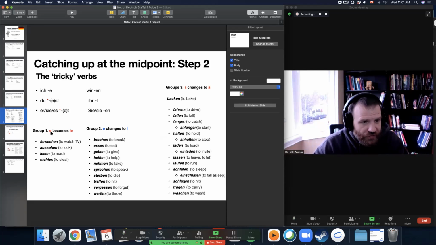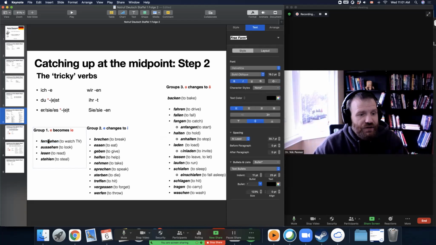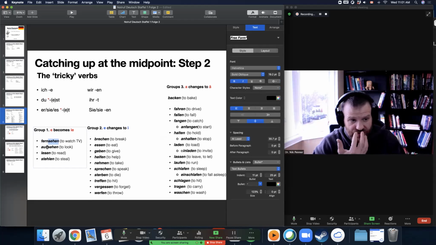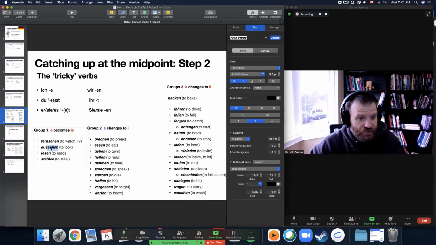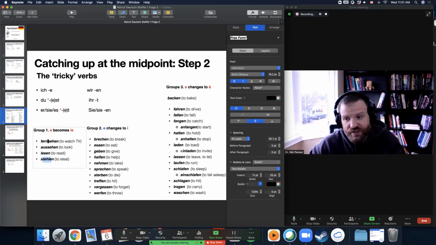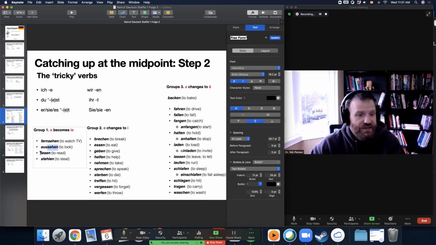So the first group is sehen, that is very frequently used with separable prefixes. So sehen turns into fernsehen or aussehen, lesen, stehlen. So sehen, ich sehe, du siehst, er sieht, ich fernsehe, ich sehe fern, du siehst fern, er sieht fern. Aussehen, ich sehe aus, du siehst aus, er sieht aus, lesen, ich lese, du liest, changes to the long E, er liest, stehlen, ich stehle, du stiehlst, er stiehlt.